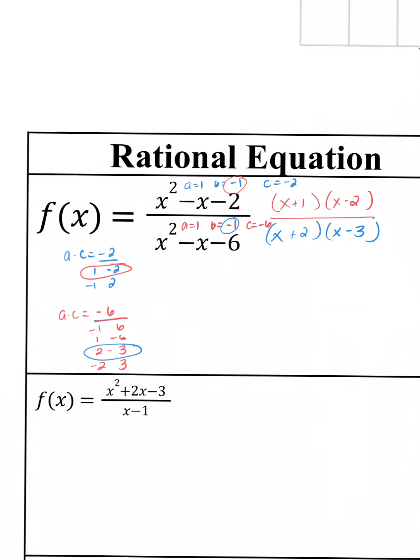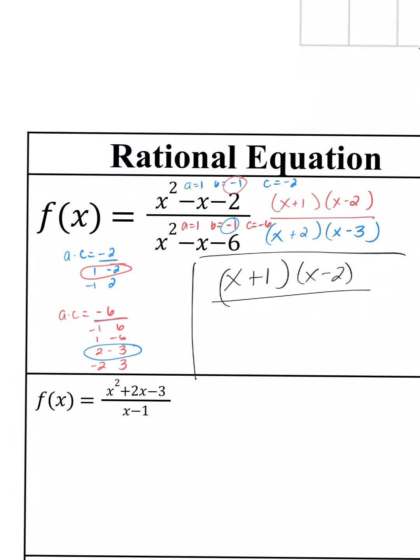So that's what I'm going to be looking at. I'm going to write it a little bit bigger so when I zoom out, we can see (x + 1)(x - 2) all over (x + 2)(x - 3), okay?